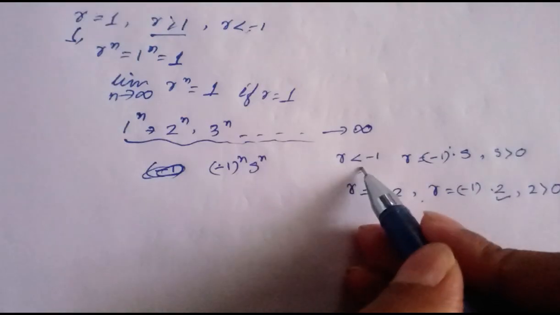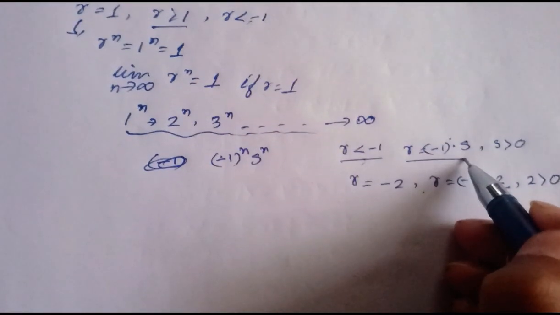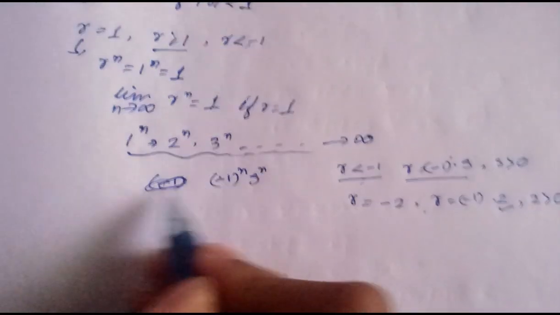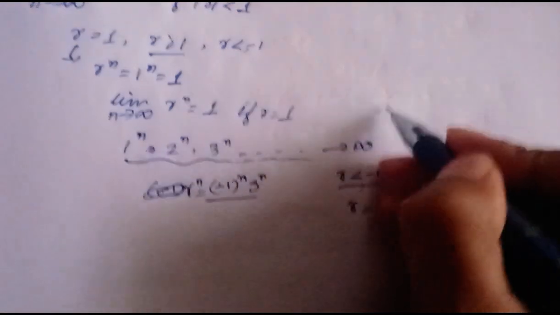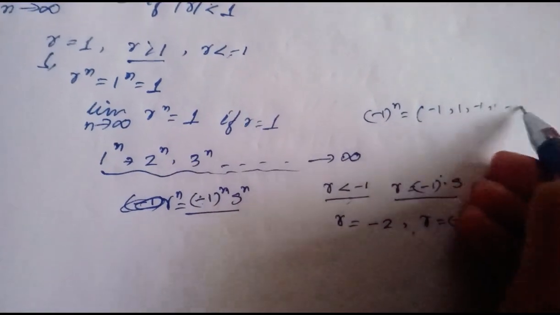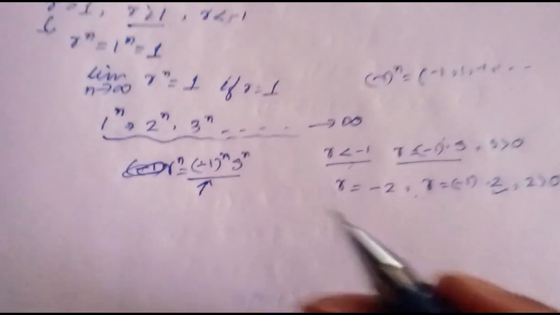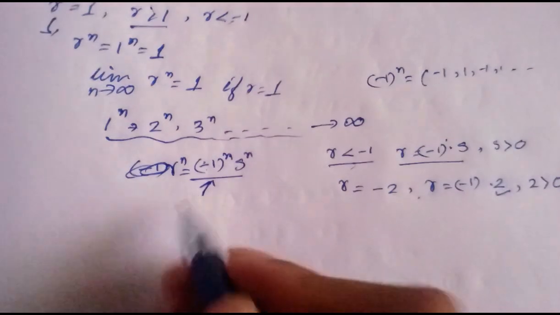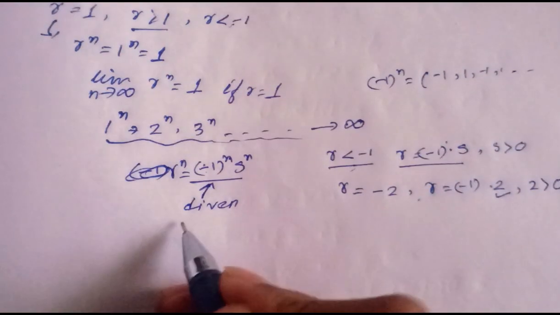So r less than minus 1 implies r can be written as minus 1 times s, where s is positive. So r to the power n becomes this, and minus 1 to the power n is what? Minus 1, 1, minus 1. So this is an oscillatory sequence. This is also diverging, but not to minus infinity. It is an oscillatory sequence.